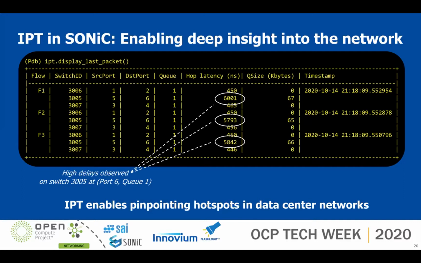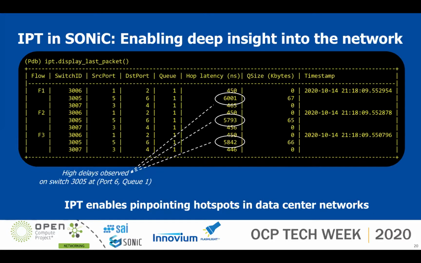Similarly, the probe packet for flow F2 also observed a large latency of 5.8 microseconds at switch 3005 on port 6 Q1. And the probe packet for flow F3 observed a similar large latency of 5.8 microseconds at switch 3005 on the same port, port 6 Q1. From the data, we can see that port 6 Q1 on switch 3005 is a hotspot and is affecting multiple flows. So IPT provides an excellent end-to-end view of what flows are experiencing at every hop along that path.